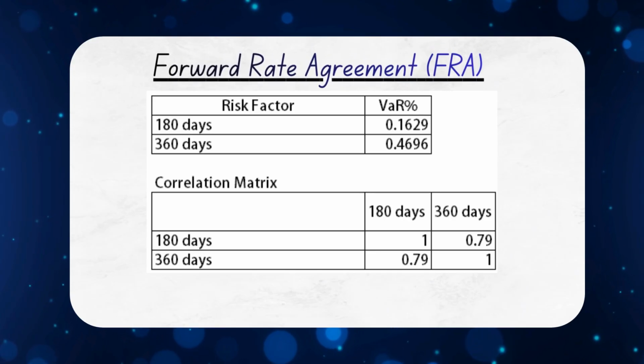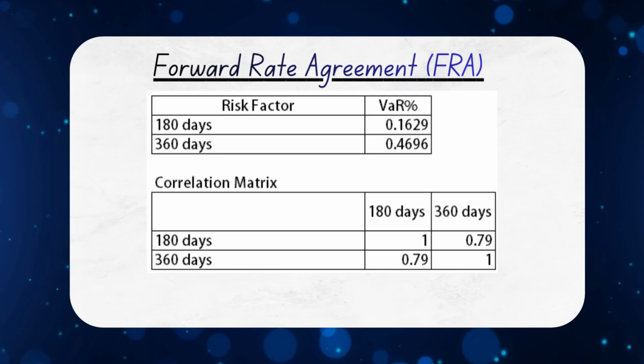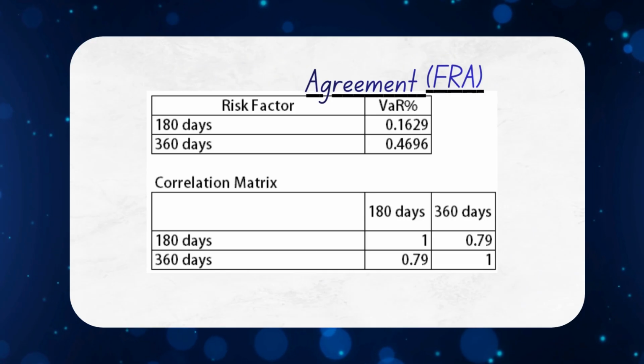Now we look at risk. The 180-day rate has VAR of 0.1629, and the 360-day rate has 0.4696. Also, these two rates move together quite a bit. Their correlation is 0.79, which means they usually rise and fall together.